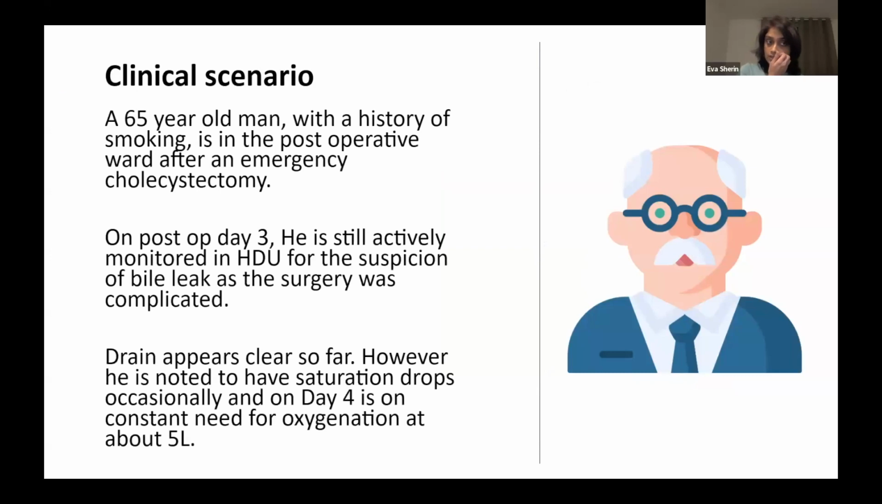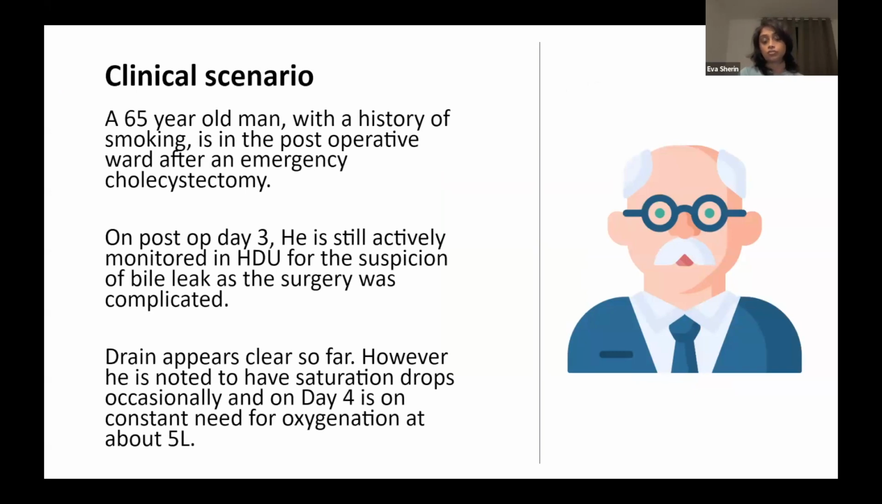So coming to a clinical scenario that I've got today, we've got a 65-year-old man with a history of smoking who is in the post-operative ward after an emergency cholecystectomy. On post-op day 3, he's still actively monitored in HDU for suspicion of a bile leak, as the surgery was quite complicated.